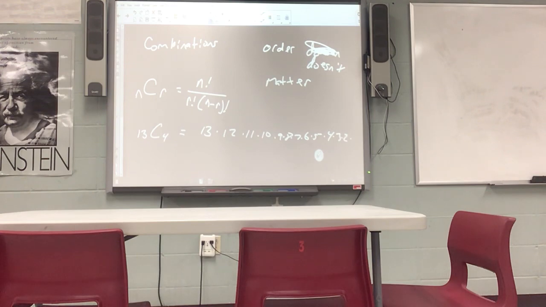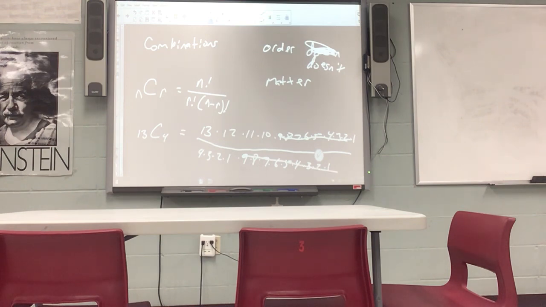4, 3, 2, 1, and then on the bottom, keep up with my mouse, it's hard for me to see it. 4 factorial for my R. And then N minus R, so 13 minus 4 is 9. Okay, so I can ninja here everything from the 9s down.